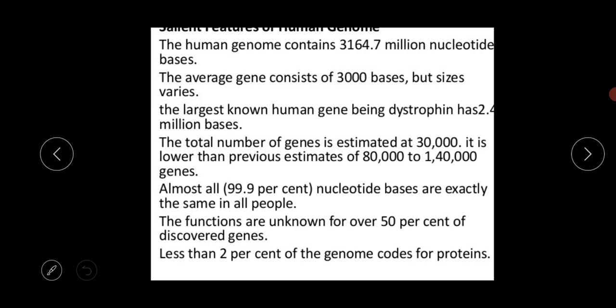Next, this human genome project has found that the human genome carries about 30,000 to 40,000 genes. The number is the same as present in the mouse and double the number of genes in the fruit fly. The size of the genome and the number of genes are unrelated to the complexity of body organization.